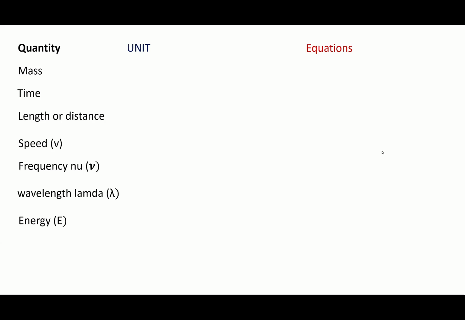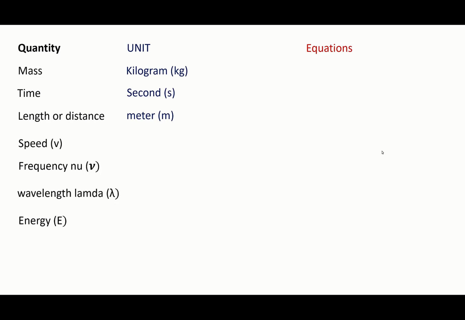All right, let's summarize the fundamental quantities that we will deal with very frequently in these chapters and their units and the main equations that use them. We start with the three fundamental quantities: mass, time, and length or distance. Length and distance are basically the same. That have the units kilogram for mass, second for time, meter for distance or length.